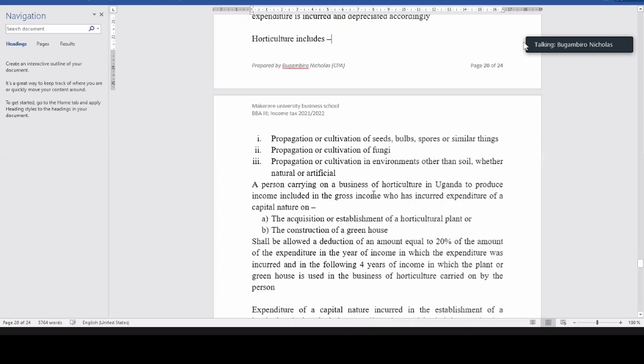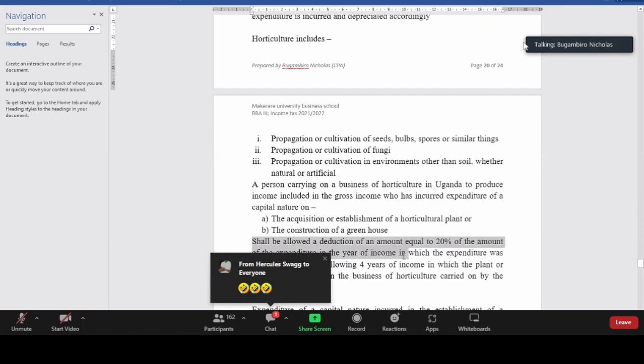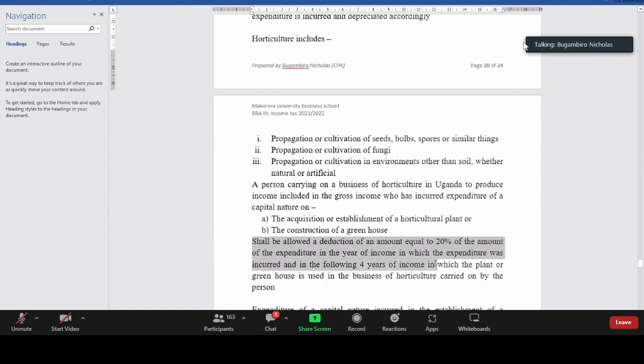A person carrying on a business of horticulture in Uganda to produce income, including a gross income, who has incurred an expenditure of capital nature on acquiring, establishment of a horticultural plant, and construction of a greenhouse shall be allowed, this is a key note, a deduction equal to 20% of the expenditure in the year of income in which the expenditure was first incurred or put into place for the 4 years.